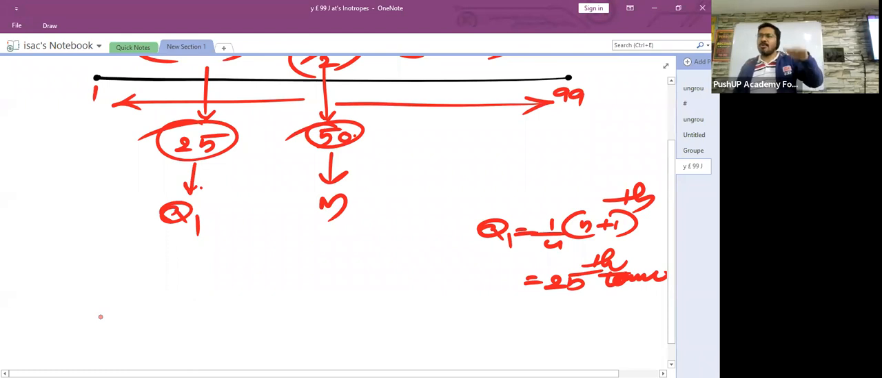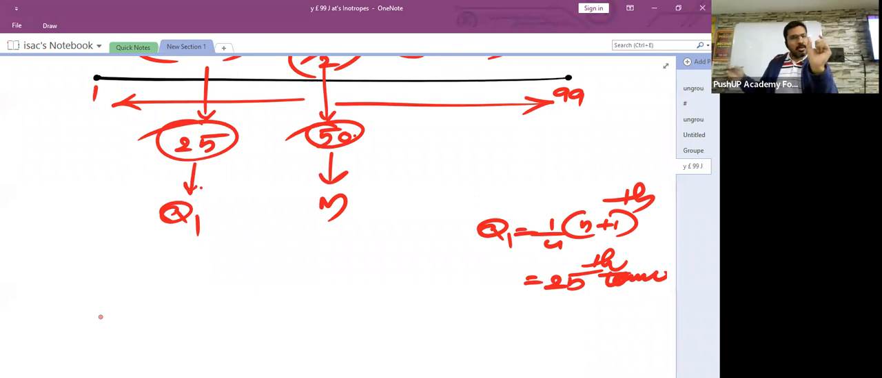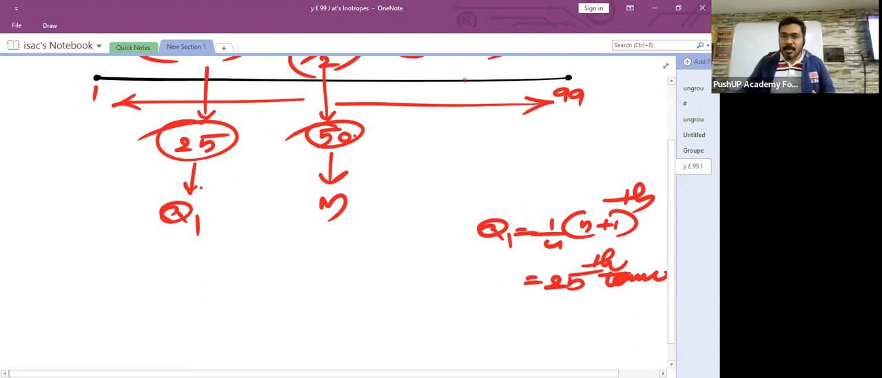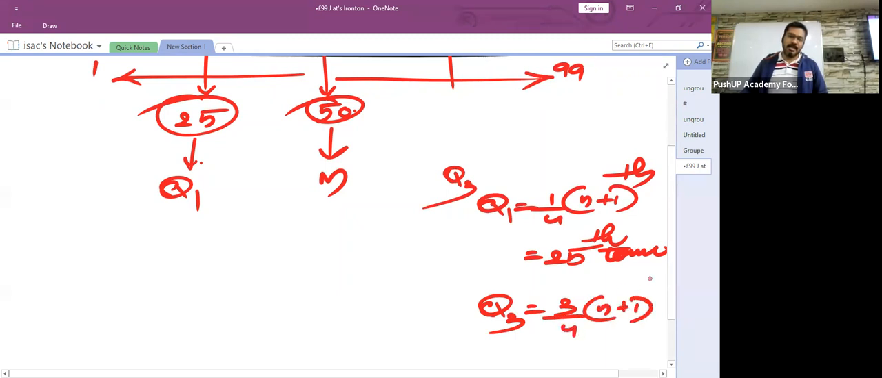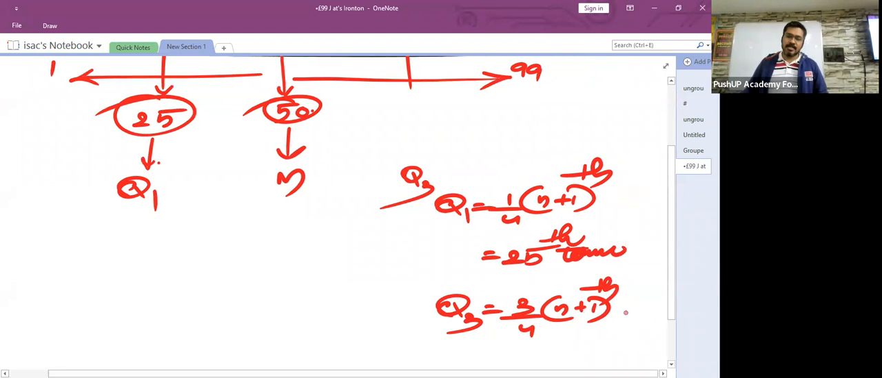So try to understand, lower quartile is, out of the whole bunch of observations, that particular observation which comes in the 1/4 position. Understood? So what is upper quartile? The 3/4 of the entire number of observations given to us. So children, if you have to find Q3, it will be 3/4 of n plus 1 term. That's all. 3/4 of n plus 1 term.